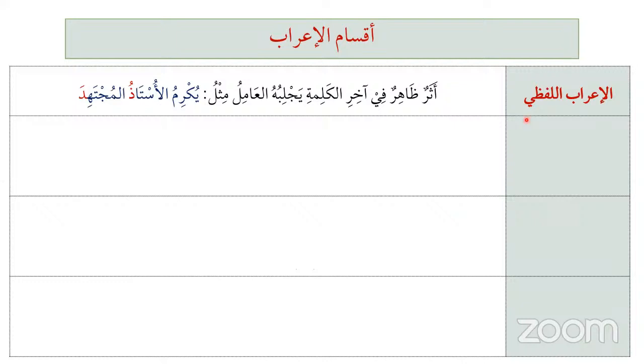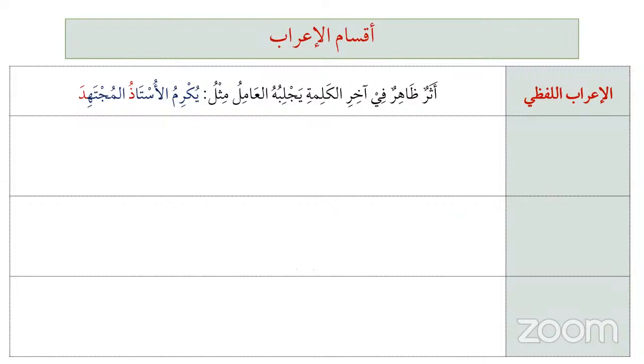What is إعراب لفظي؟ أثر ظاهر في آخر الكلمة يجلبه العامل. I'rab lafzi is an apparent effect on the last letter of a word which the governing word brings about. يجلبه, brings about. For example, يكرم الأستاذ المجتهد. The teacher honors the hard-working one.